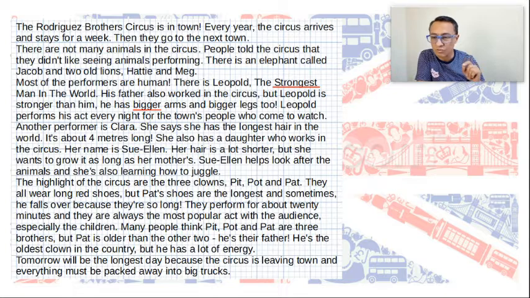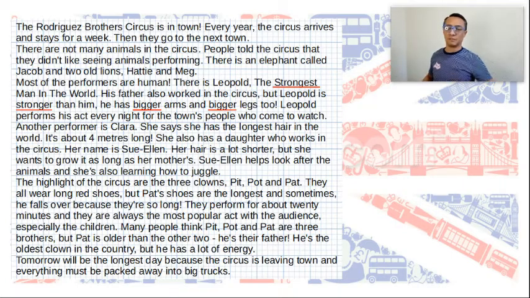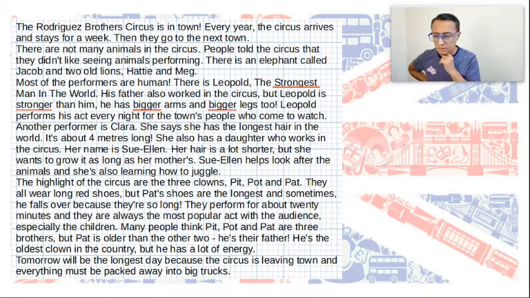Leopold is stronger than his father. Stronger is a comparative. He has bigger arms and bigger legs too. Bigger is also a comparative. This is easy though. Another performer. Is performer a comparative? It ends with -er, but it doesn't have the word than.